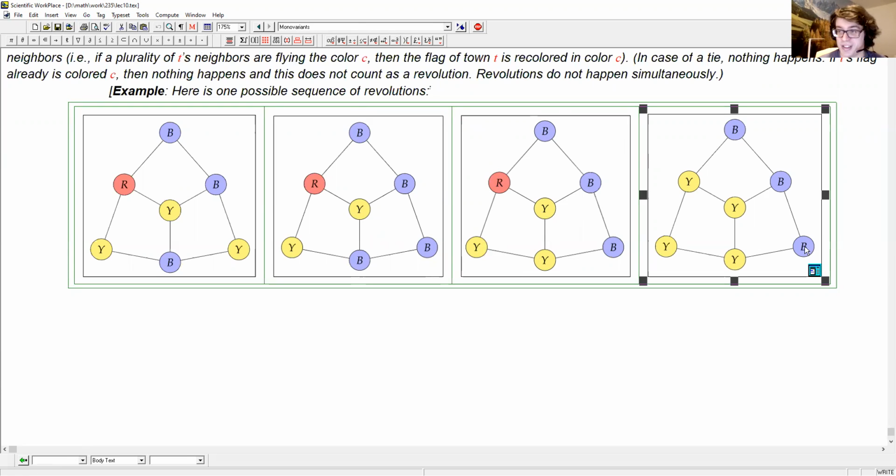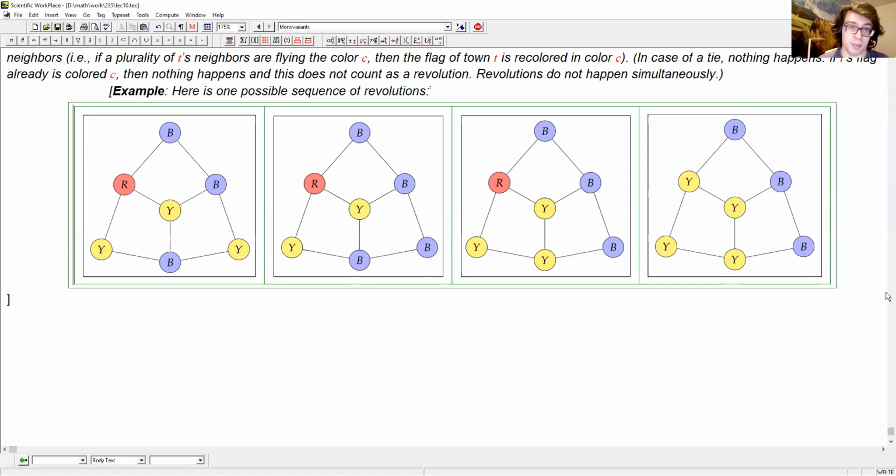And now, if you look at this country, it's stable. No city can undergo a revolution. This blue city, for example, its neighbors are yellow and blue. So this is a case of a tie. Both yellow and blue are most popular, but since there are two of them, the blue city cannot undergo a revolution. And similarly, everywhere else, the color that a city flies is already the most popular among its neighbors, or at least one of the most popular. Or to be more precise, if there are several most popular ones, it doesn't matter because in that case, revolutions cannot happen anyway.